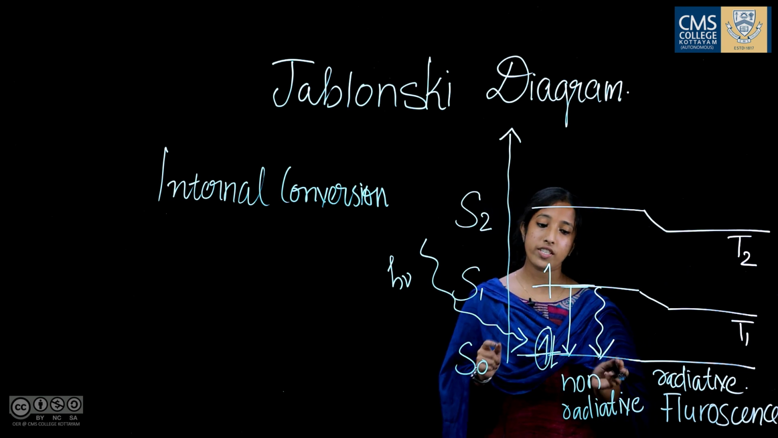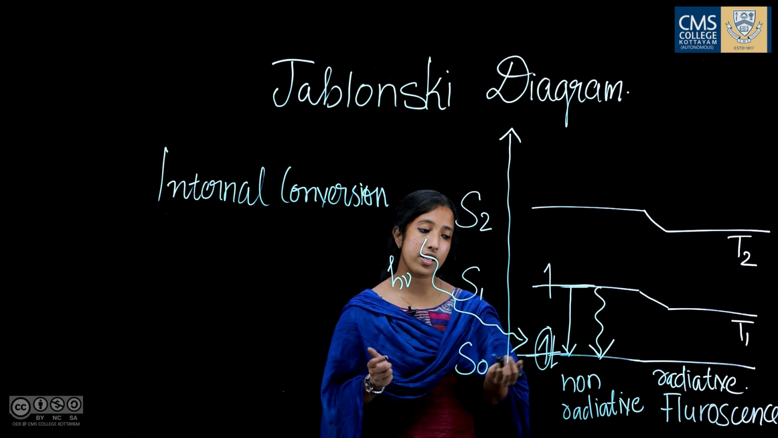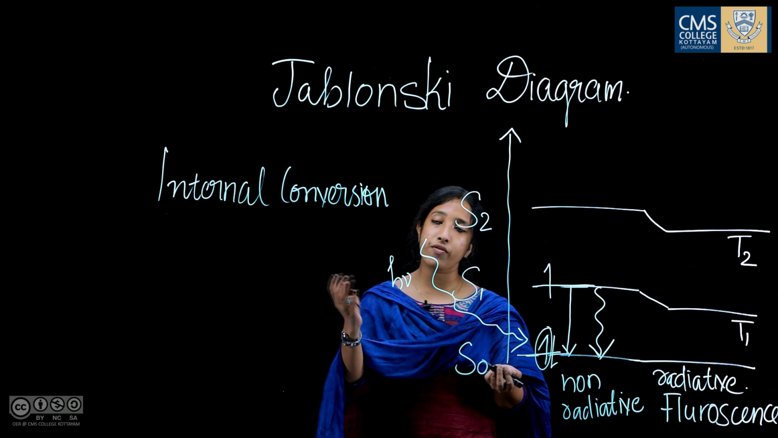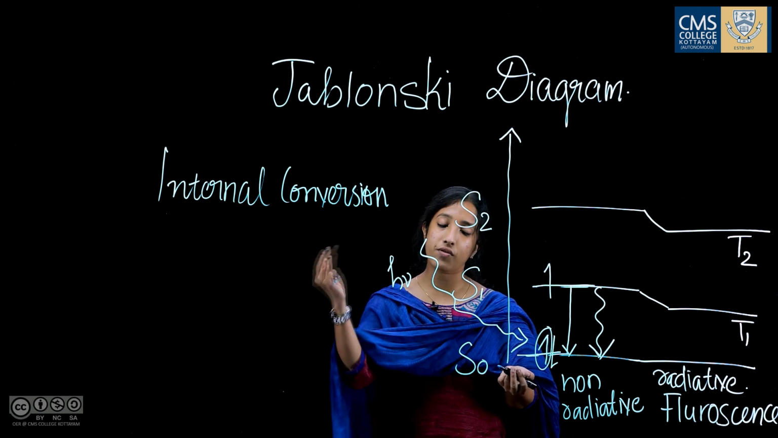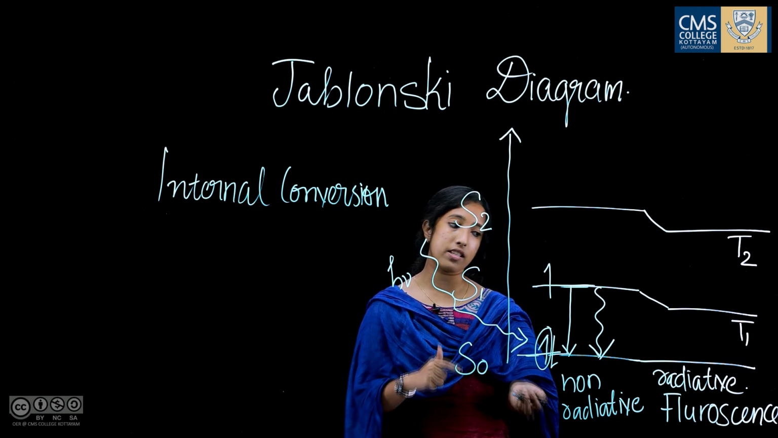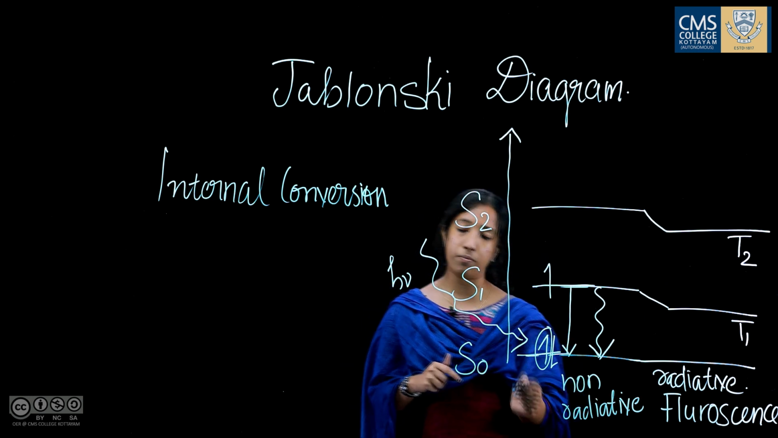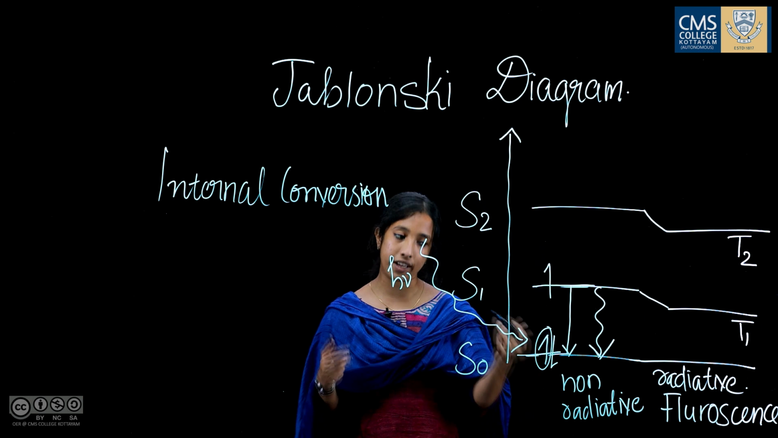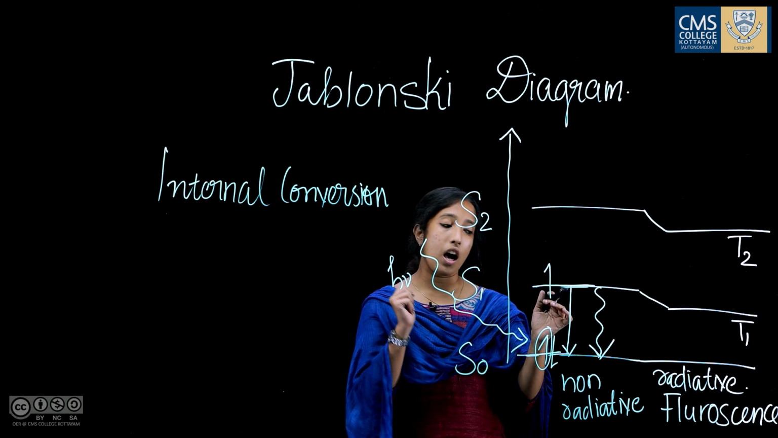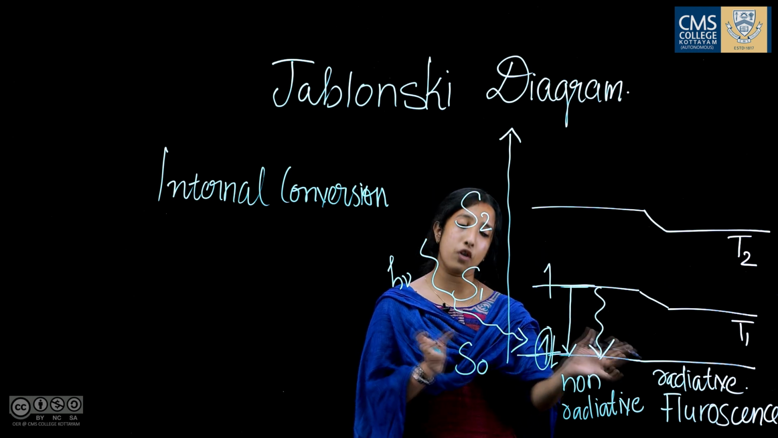So, internal conversion can be a radiative process or a non-radiative process, that is, the electron comes back from the excited state to the ground state and occupies the same multiplicity. If it is a non-radiative process, it can be in the form of heat, whereas if it is a radiative process, that is what we call the fluorescence phenomenon.